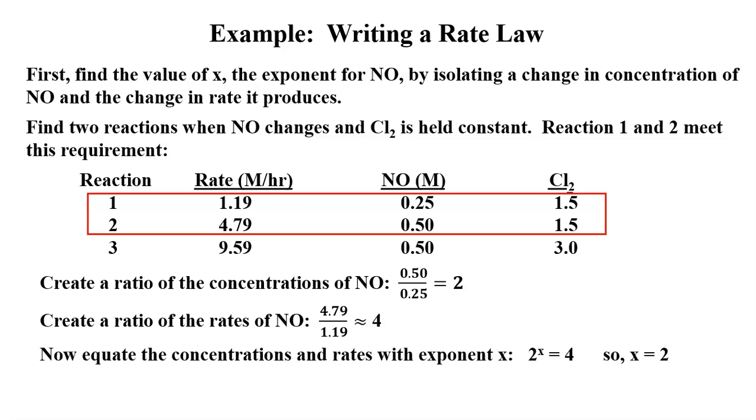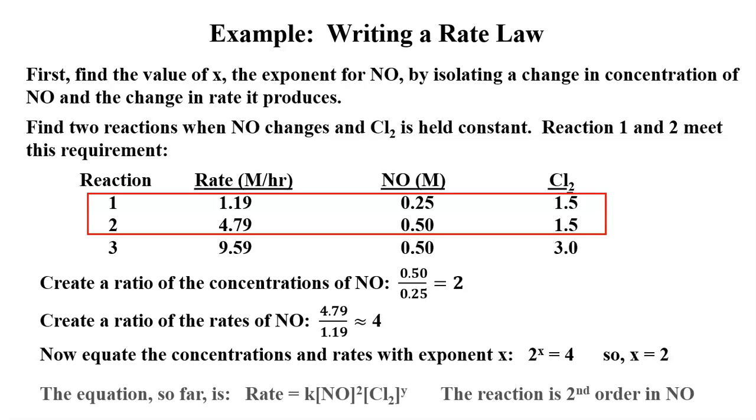So now equate the concentrations and rates with the exponent X. What you're doing is you're saying the number that you got from the concentration, 2, you're going to raise to this unknown exponent X, and you're going to get 4. So what does X have to be? Well, it's a pretty simple one. That's going to be 2. So the exponent X is going to be 2.